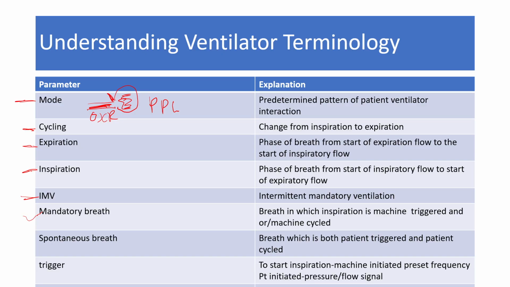Mandatory breath is the machine breath in which the machine is triggered and machine cycled. Spontaneous breath is the breath which is triggered by the patient and patient cycled. Trigger is a phase variable we understood, to start inspiration, and it is either a pressure trigger or a flow trigger.